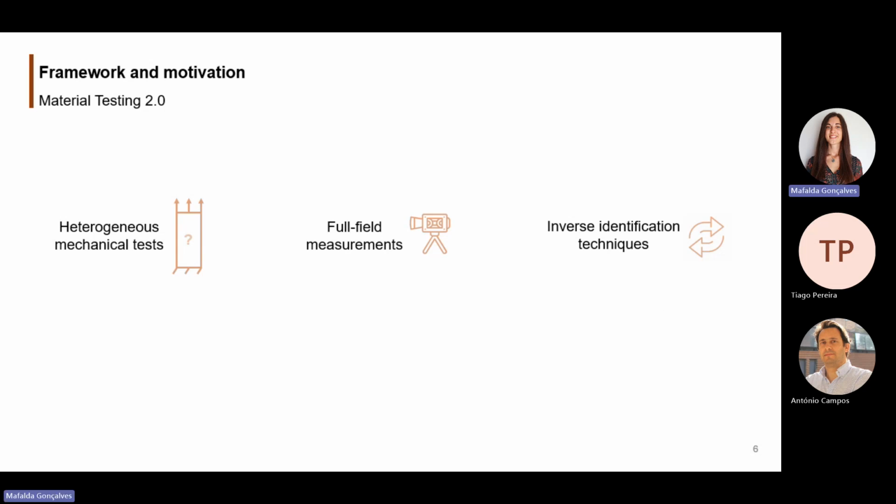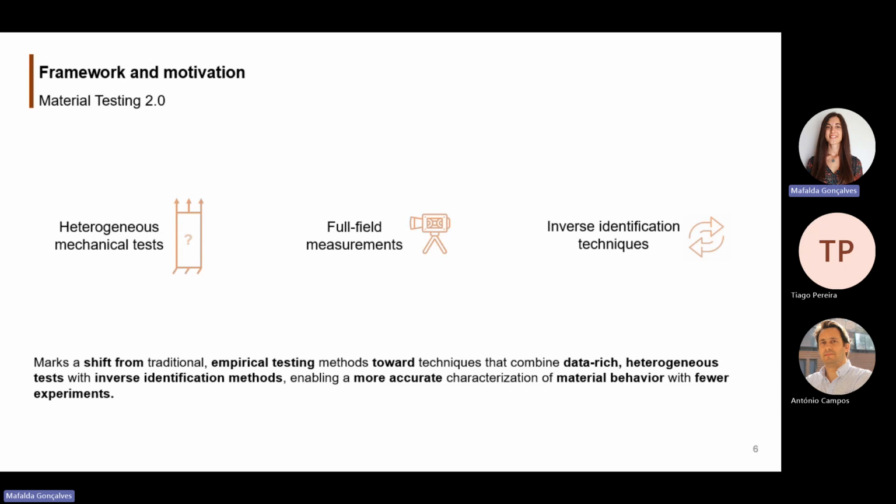And this approach, with several works over the years, has been entitled Material Testing 2.0 and marks a shift from traditional empirical testing methods towards techniques that combine data-rich heterogeneous tests with inverse identification techniques to enable a more accurate utilization of the material behavior.